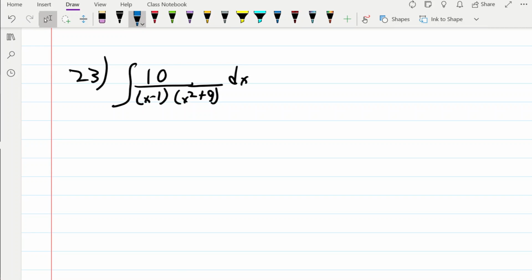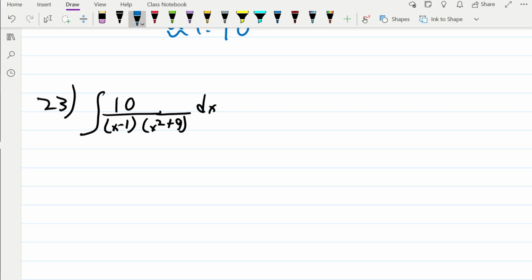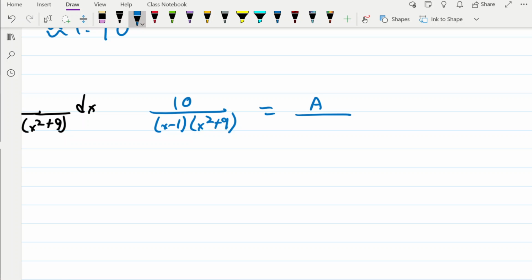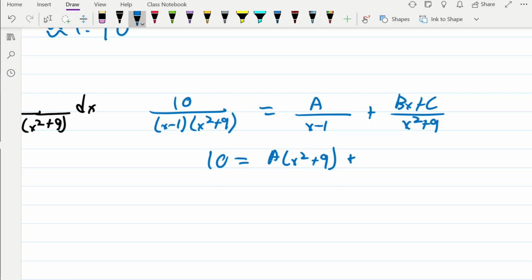Okay, so with this, we can't do anything with the top, so what we are going to have to do is set up our partial fraction. So we're going to have 10 over x minus 1 times x squared plus 9. And we cannot factor this. So we're going to set this equal to A over x minus 1 plus Bx plus C over x squared plus 9. We can cancel out the denominators. We got 10 equals A times x squared plus 9 plus Bx plus C times x minus 1.